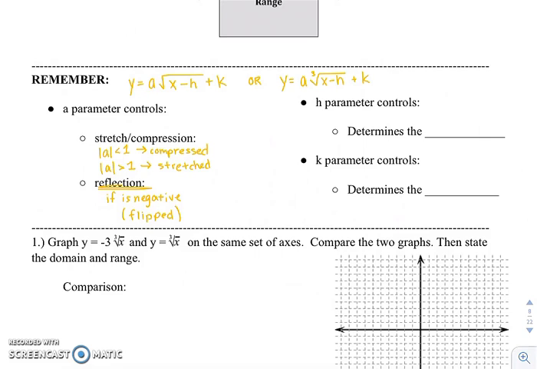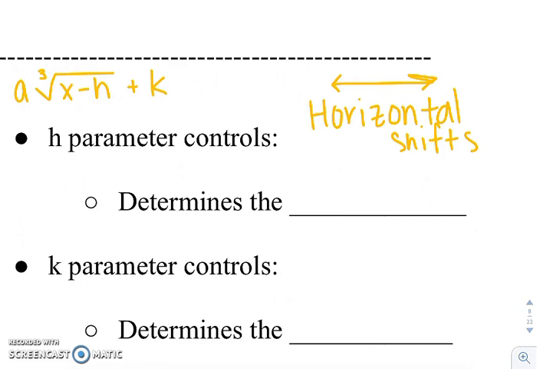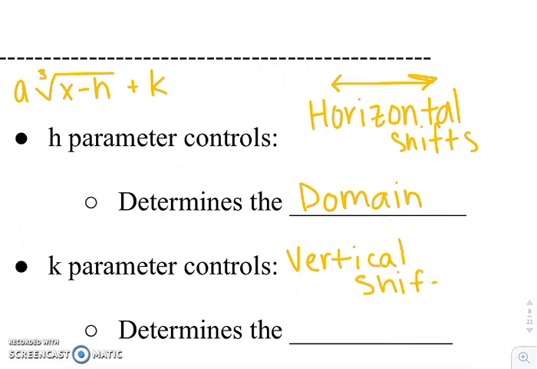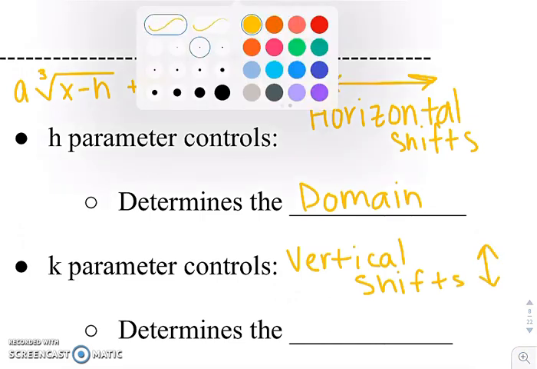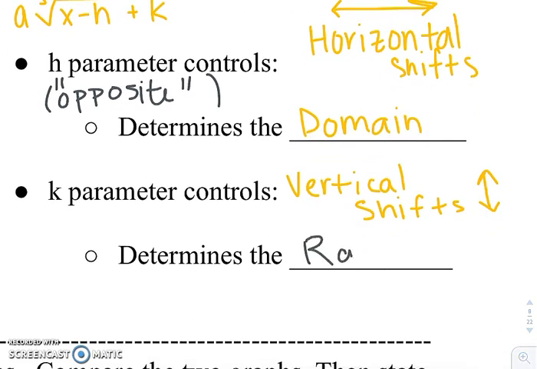So the h parameter still controls your horizontal shifts. So it moves it left and right. For these problems, the h parameter is actually going to control the domain. The k parameter controls your vertical shift, just like it always has. So that's going to be your up and down. And remember, the h parameter is kind of like the "opposite" value. So if it says minus 3 in the middle, underneath that radical, you're probably thinking left, but it's really right 3. The k parameter, since it's the vertical shift, controls your range.